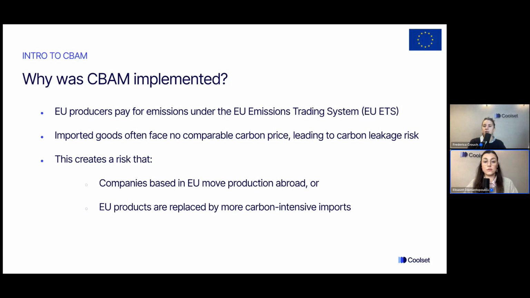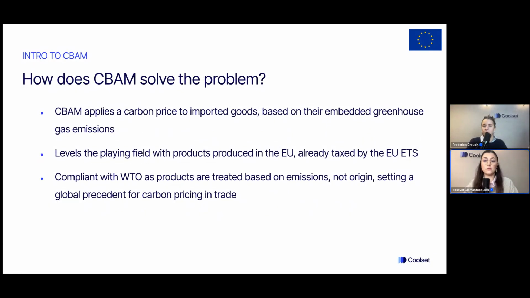And carbon leakage is essentially the risk that either EU-based companies might move their production abroad to a country where they won't have to pay such costs, or EU products will be replaced by more carbon-intensive imports, again, due to a lower market price. So CBAM is implemented to level the playing field on the price of goods and contribute to a wider decarbonisation regime. And how does it solve the problem?